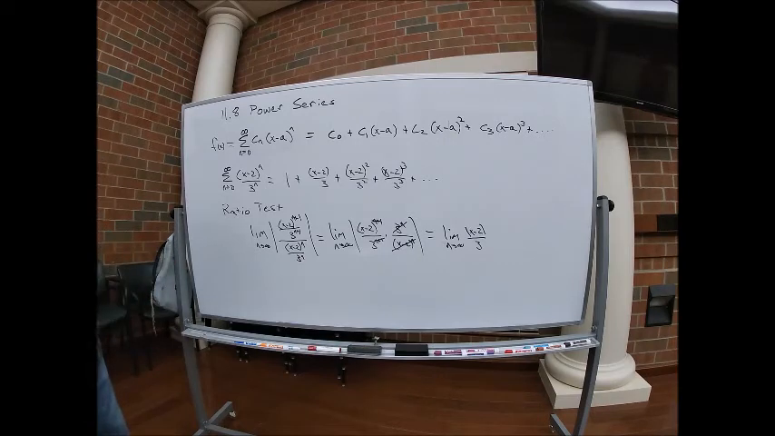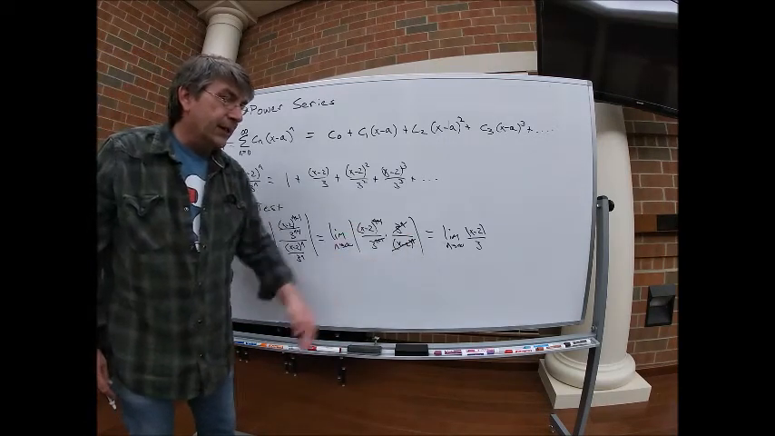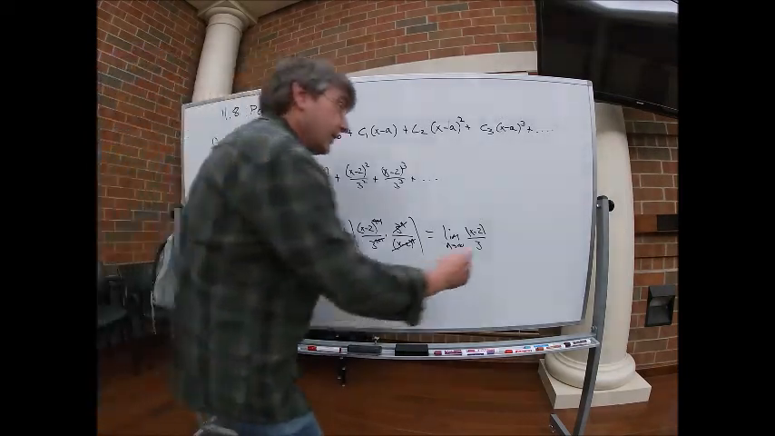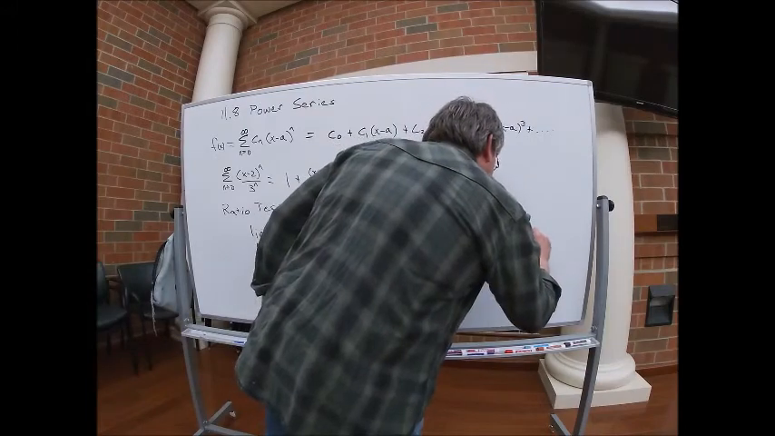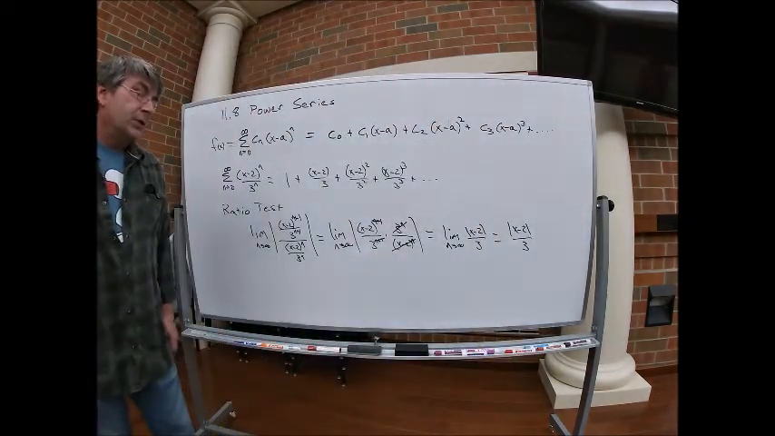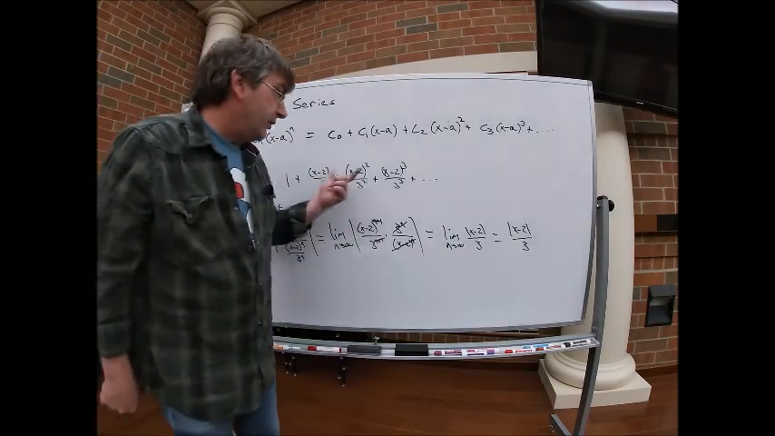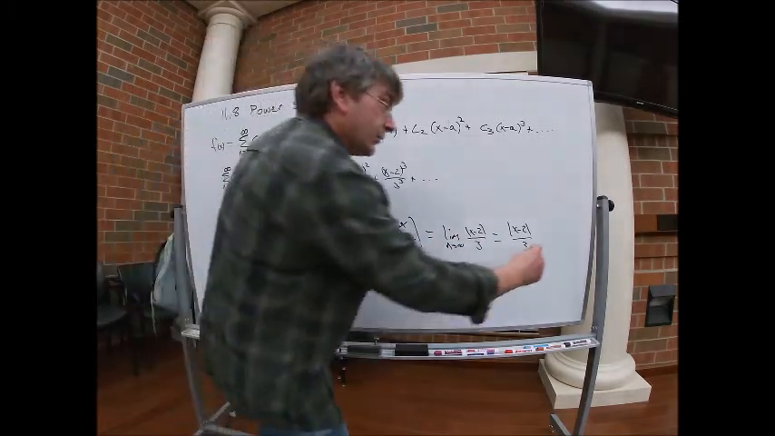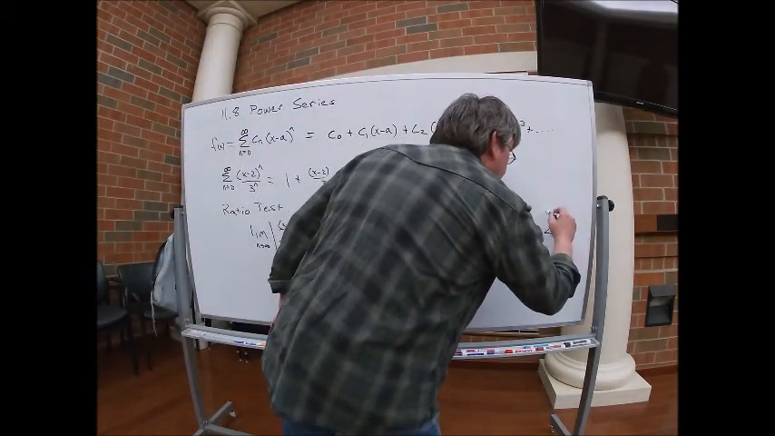And what happens as n goes to infinity to absolute value of x minus 2 over 3? Well, there's no n in there anywhere. So as n goes to infinity, it just stays what it is. Absolute value of x minus 2 over 3. Okay. So the ratio test will tell us that this series will converge when that quantity is less than 1. All right, so when this is less than 1, we get convergence.